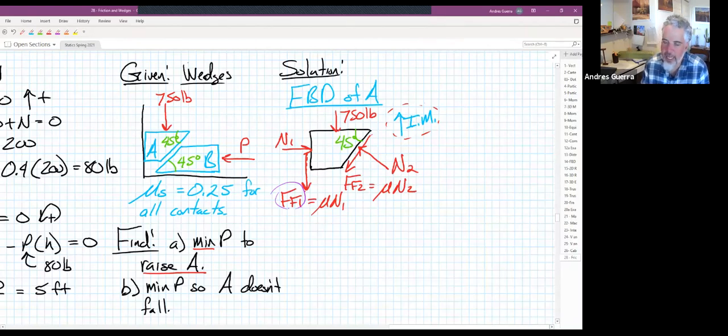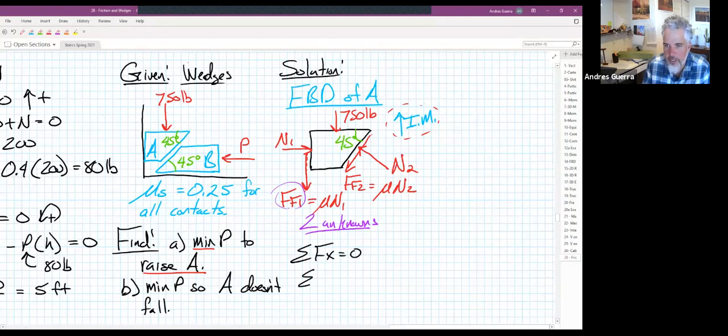So really it's not that FF1 and FF2 are unknowns. It's that they're functions of N1 and N2. So we really have 2 unknowns in this FBD. And so we can solve those 2 unknowns using sum of forces in the X equal to 0 and sum of forces in the Y equal to 0.